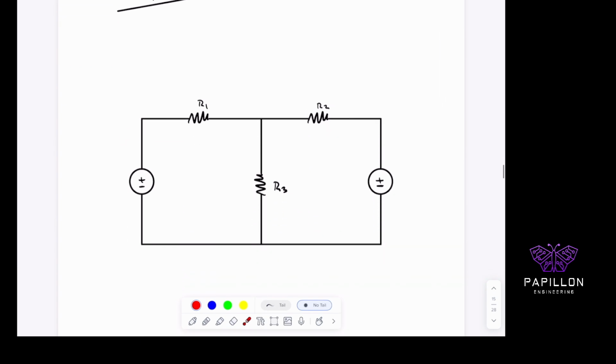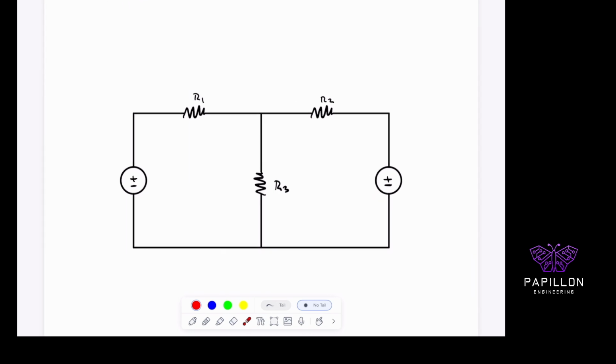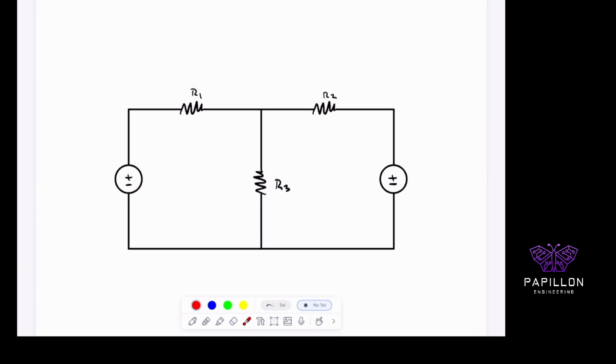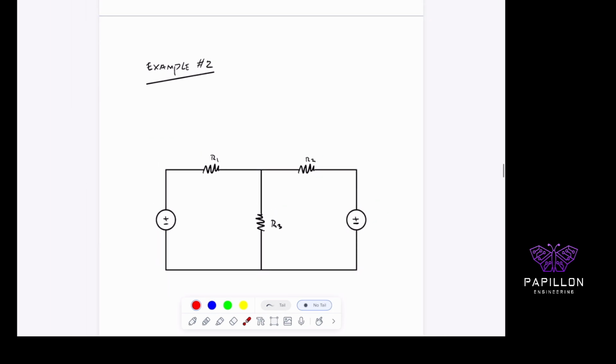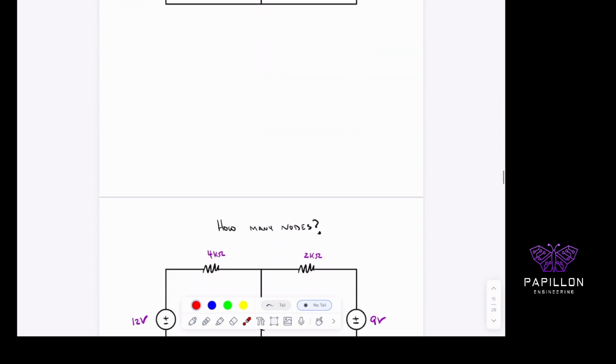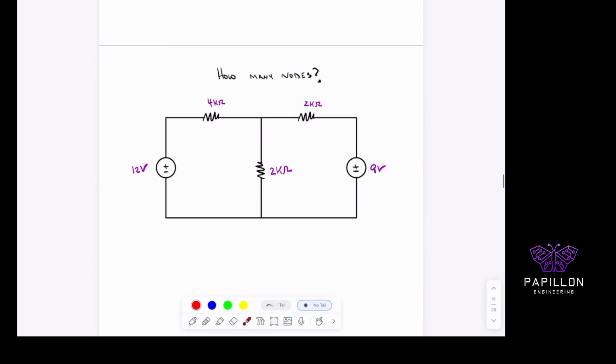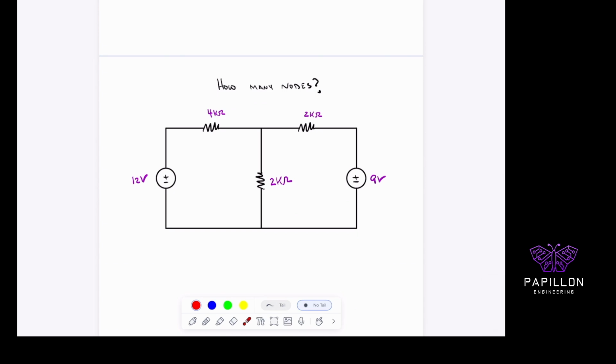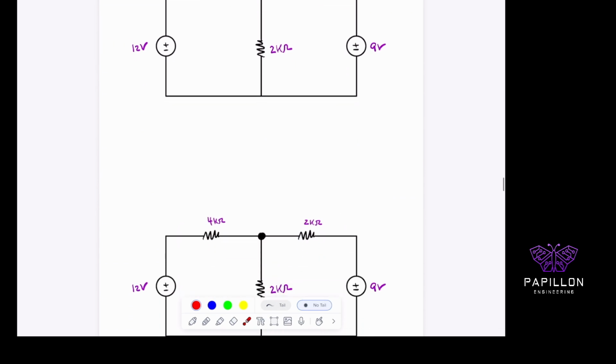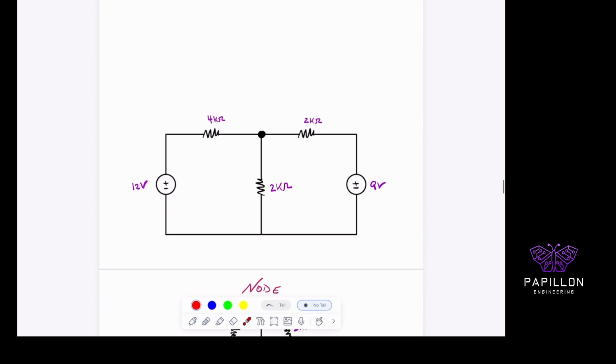So here's hopefully a simpler problem. Again, I intentionally went with the hard problem first to give you a sense for how tough this could be, but in reality, it's not so bad. And we're going to try this one more time. So for this example, first thing I have to ask you is how many nodes do you see? So take a brief minute to think about that. And if you were to look at this problem, right, and I put the values now, we're going to use 4K, 2K, 2K, 12 volts, and 9 volts. We actually have one node, right? One node that exists that's over here. And again, you also have the ground, of course.